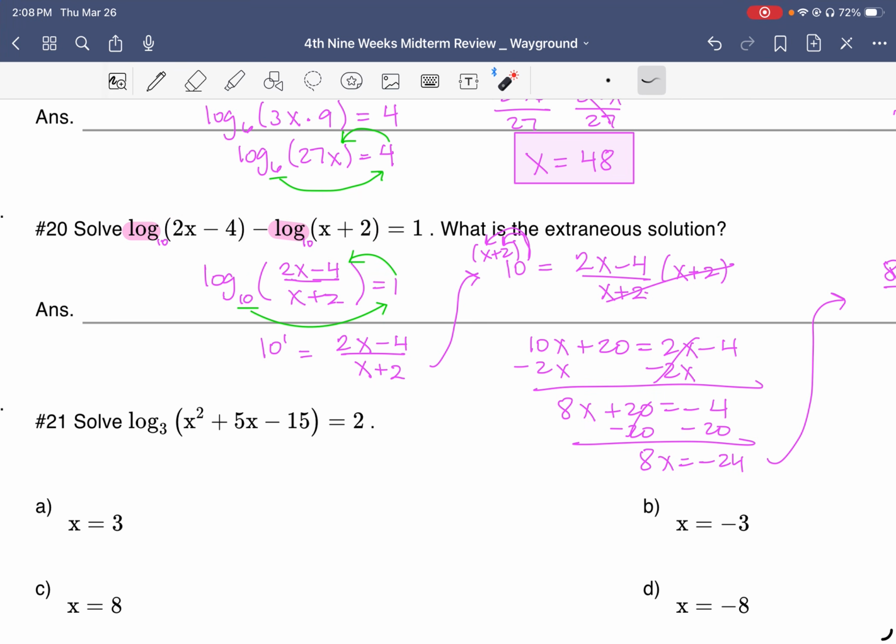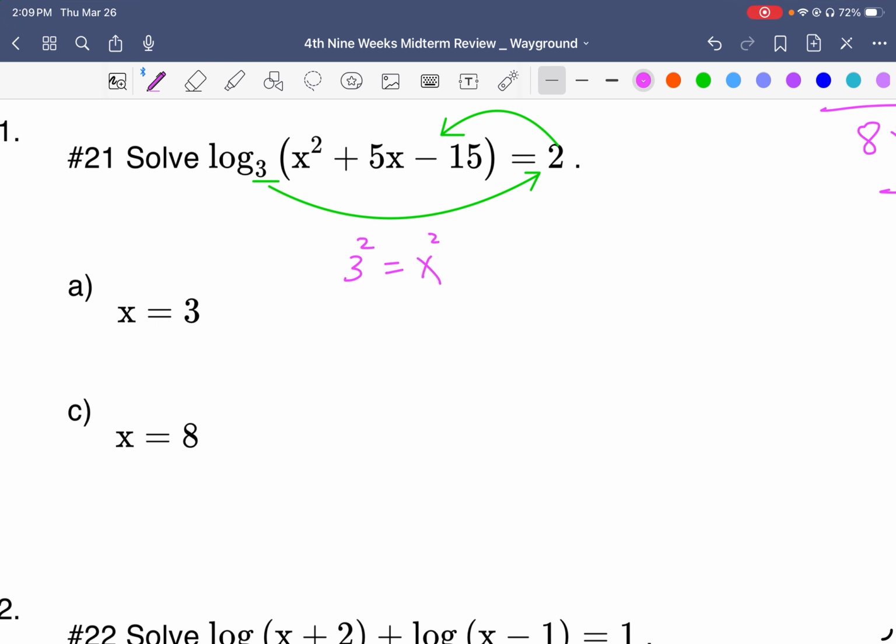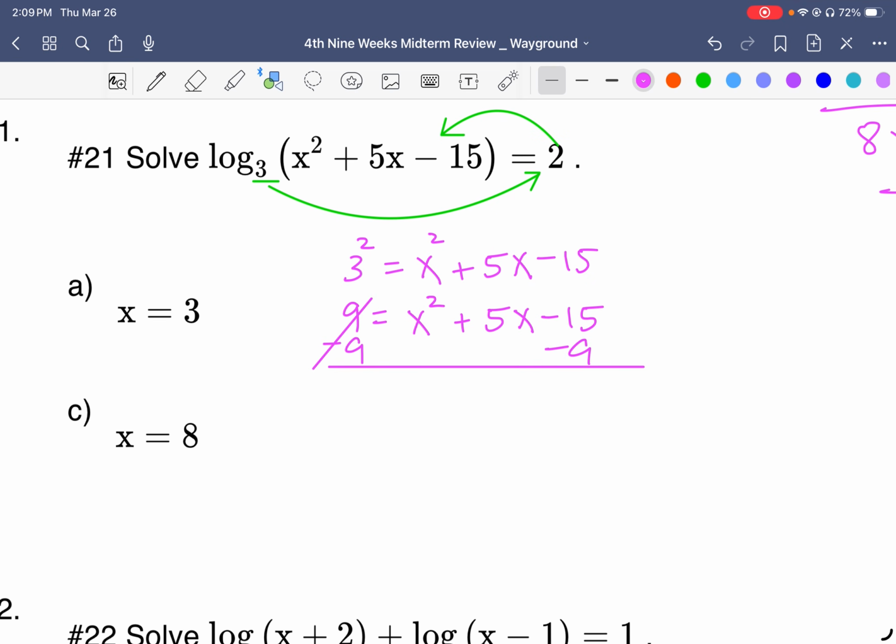Okay, let's try another one. Solve log base 3 of x squared plus 5x minus 15 equals 2. Okay, I'm going to do my loop-de-loop. I don't need to isolate this because it's already isolated. So when I rewrite this, it'll be 3 squared equals x squared plus 5x minus 15. Okay, 3 squared is 9. And because this is x squared, I know I'm going to need to move everything to one side. And I want to move it to the side where x squared is positive. And I'm going to get this to equal 0 so that then I can do my x method.